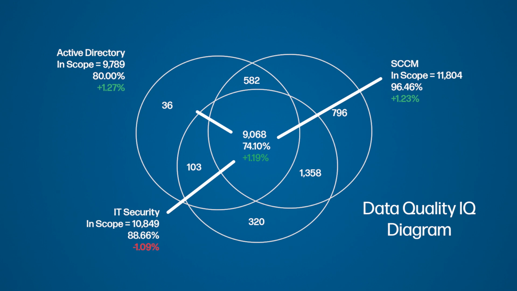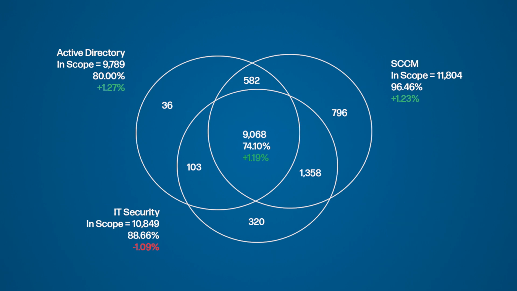What that means is I have that device in my AD, so it shows up as an active device. I have inventory on it from my SCCM or my inventory tool, and I can also validate that with a second source such as my IT security tool. If I don't have 95% there, I'm going to want to go and investigate the outliers.